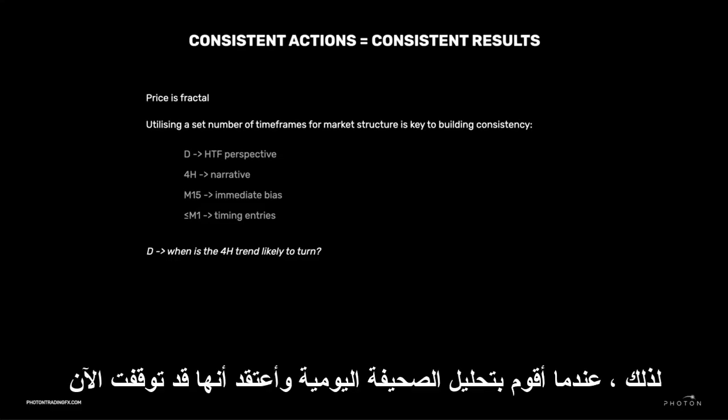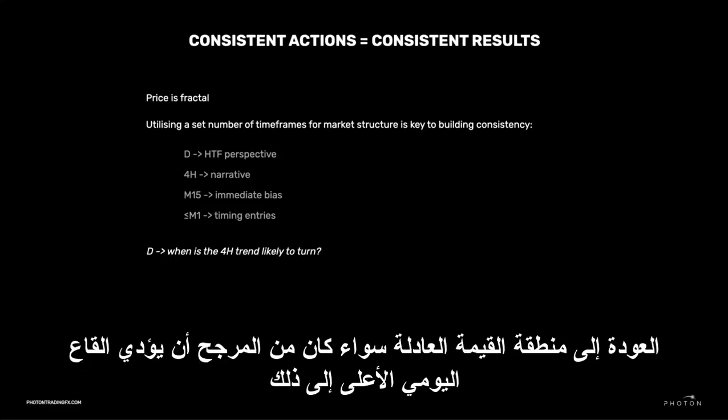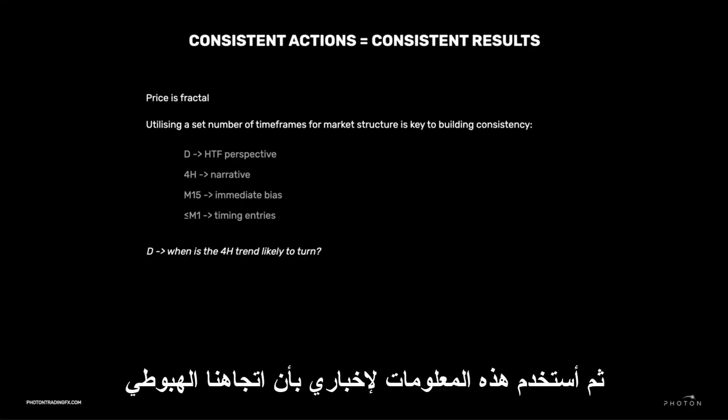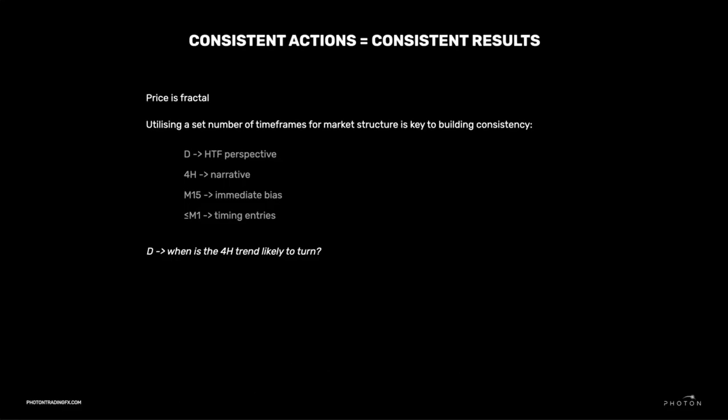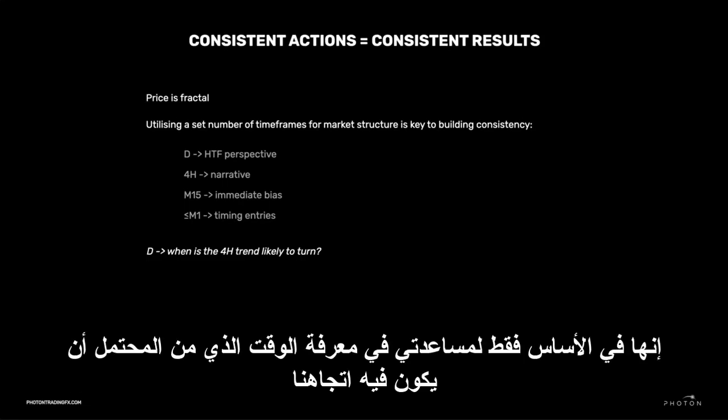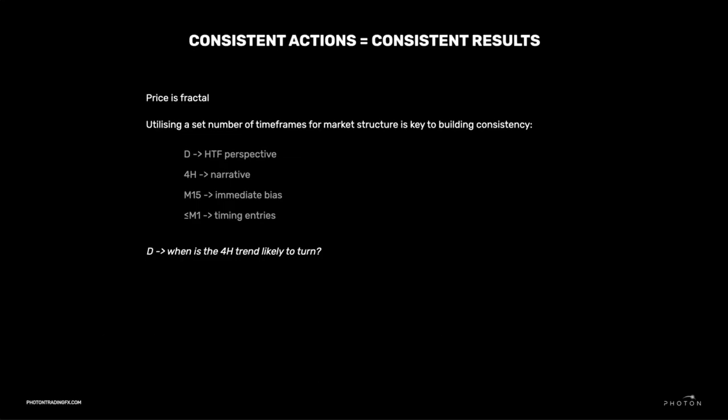So then when I analyze the daily and I think that it has now pulled back to an area of fair value, where the daily high or low is likely to form, I then use that information to tell me that the 4-hour bearish trend is now more likely to end, and then the 4-hour is likely to switch bullish again to continue the daily bullish pro-trend run. So that's how I use the daily chart for market structure. It's mainly just to help me see when the 4-hour trend is likely to turn around.